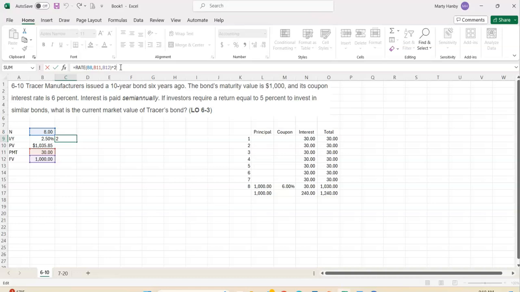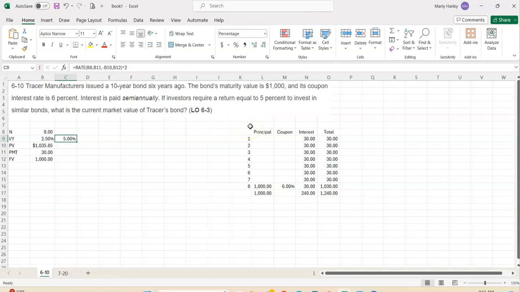What did I? Oh, I left out the PV. Whoops. All right, so PV would be minus the 1,035, and then future value is 1,000. Yeah, there we go, and now we multiply by 2. All right, so 0.05, 5%.